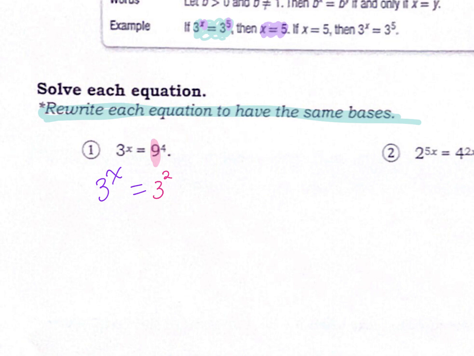So 3 squared is equivalent to 9, and that 9 was getting raised to the 4th power, right? Do you see that? Let me rewrite this. So we have 3 to the x equals, and our rules of exponents tell us that if we have a power raised to a power, we multiply. So we're going to multiply that 2 times 4. So now our property is telling us that if 3 to the x equals 3 to the 8, then x must be equal to 8.